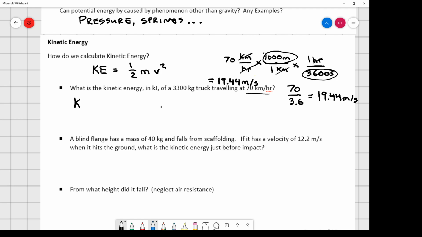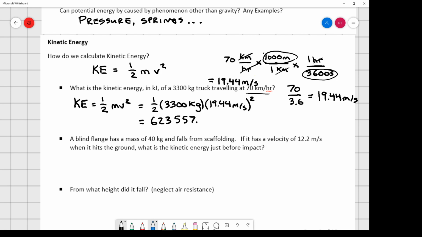Okay, so kinetic energy, KE, is equal to 1/2 mv squared. Is equal to 1/2 times 3,300 kilograms, good units, times 19.44 meters per second, and that gets squared. And I end up with a value of 623,557.44 joules. Question asked in kilojoules, so I'm just going to double check. That will mean moving 3 decimal places back, so 623.6 kilojoules would be my answer.